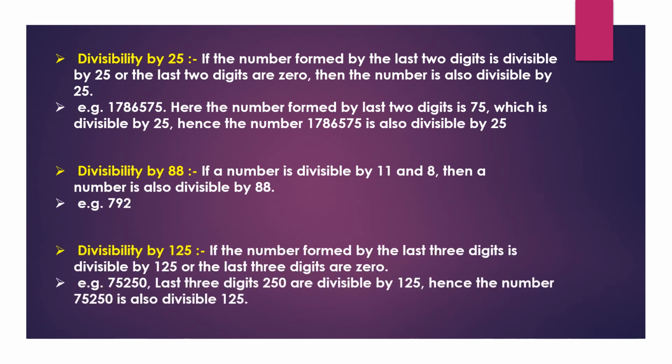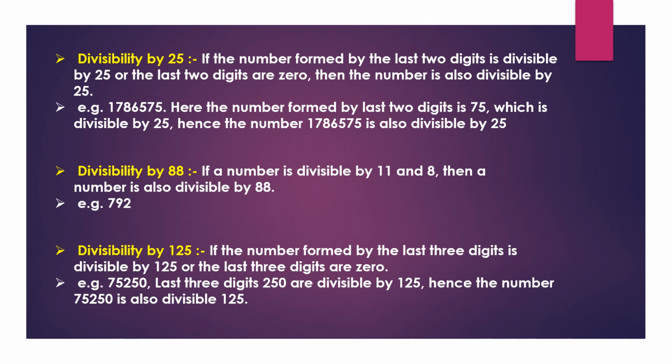Now talking about divisibility by 25. If the number formed by the last two digits is divisible by 25 or the last two digits are 0, then the number is also divisible by 25. For example, 17,86,575. Here, the number formed by the last two digits is 75, which is divisible by 25. Hence, the given number, 17,86,575, is also divisible by 25.